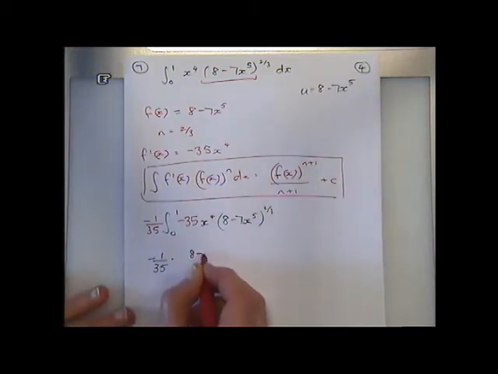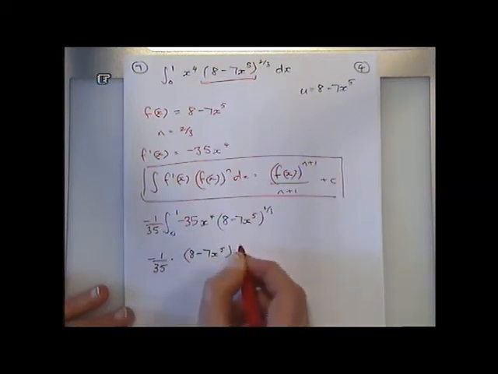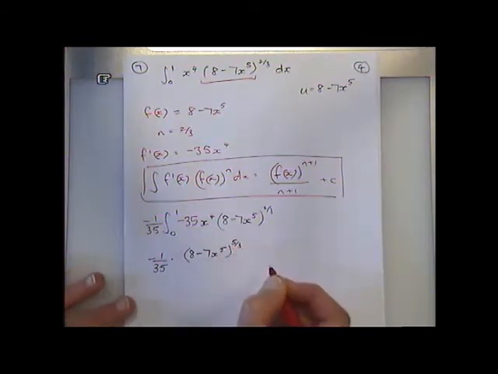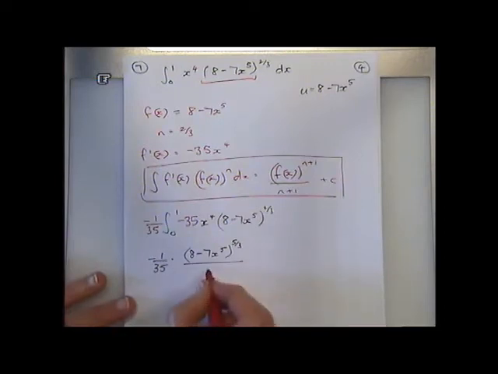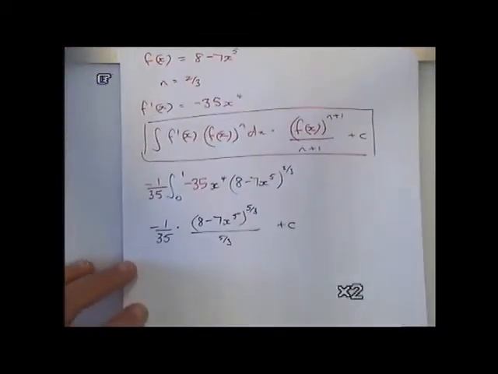8 minus 7x to the 5, to the power of 5 over 3. Yep. Over 5 over 3 plus c. Yep, that's exactly right. That's what the red box rule tells you to do. Now it's just a case of making this tidy.